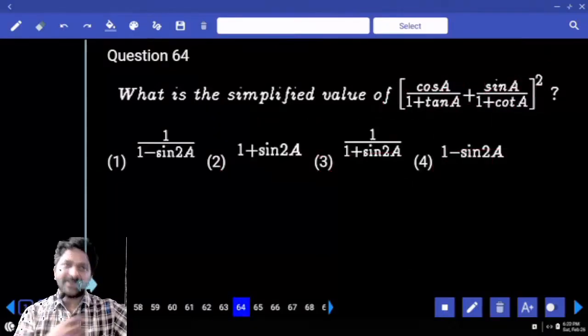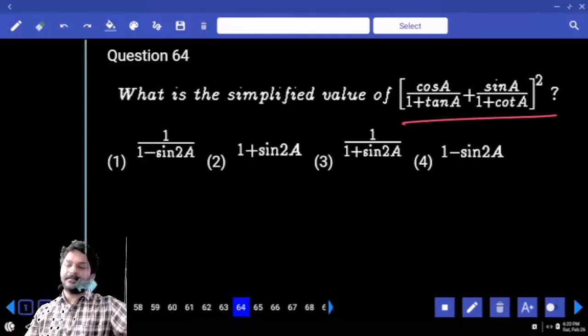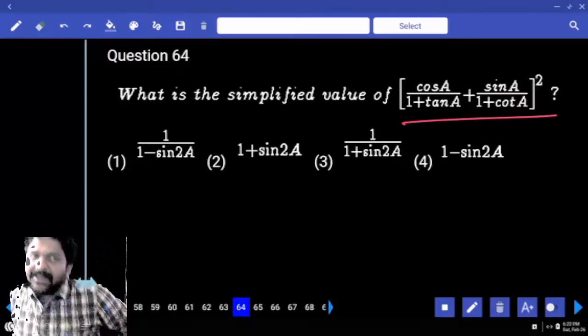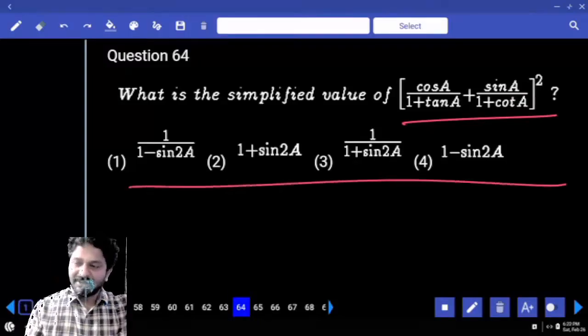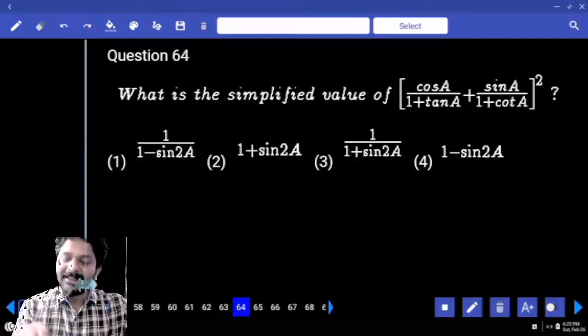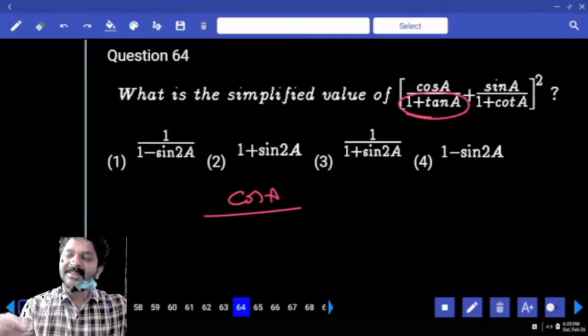Otherwise you can even go with substitution also. Take A value as something. What is a simplified value? Even here also you can start by taking A as some number of degrees, 30 degrees or 60 degrees, take something and check where it satisfies in the denominator. That is one possibility. The other possibility, numerator is cos A, 1 plus tan A.